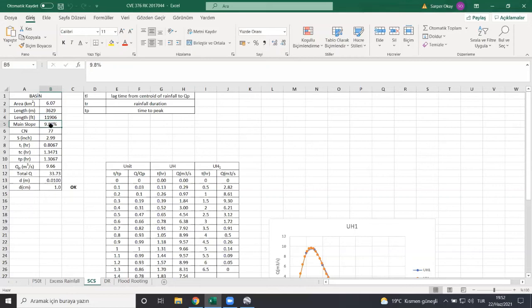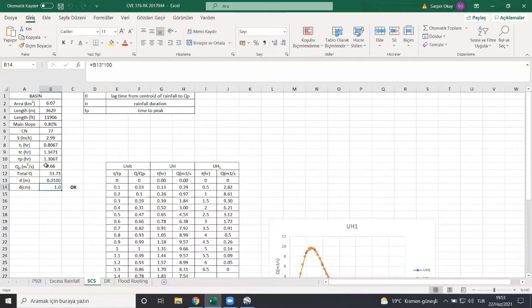See, this is main slope. You'll get this CN, S value, T values, and discharge values. I'm not gonna go into detail for those because this is the SCS curve method. If you open your lecture notes or your book, you can see how to calculate. These are just equations. You'll just apply equations for each of them and you'll calculate them.